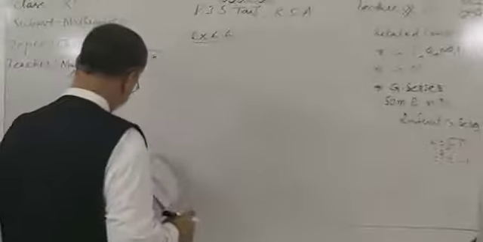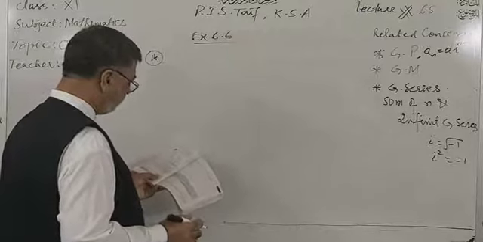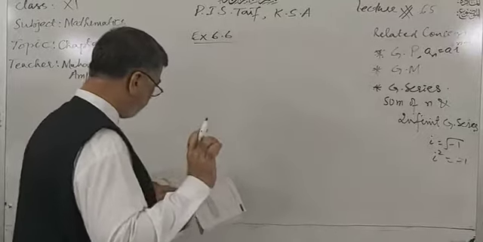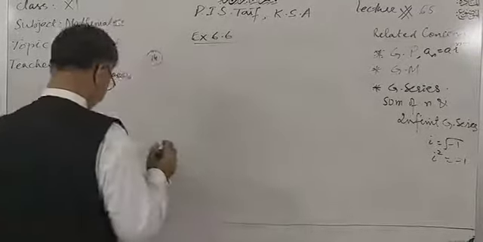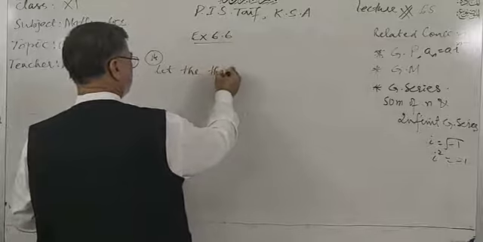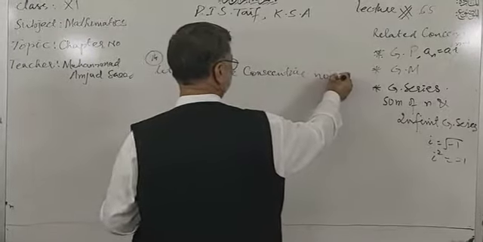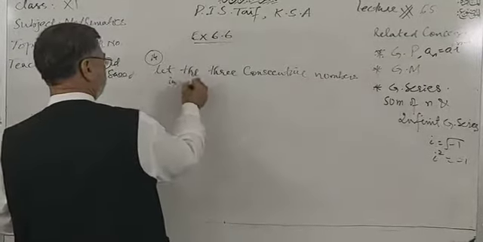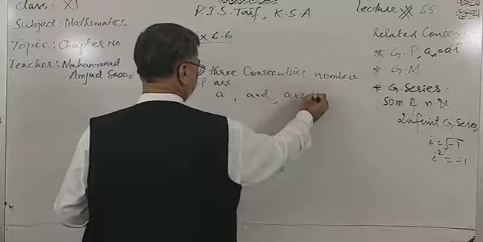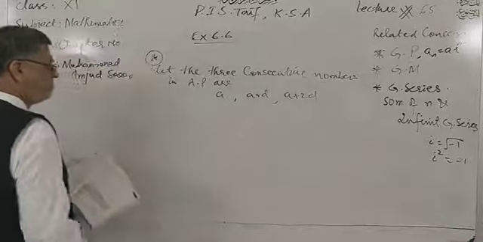What is the question? If three consecutive numbers in AP are increased by 1, 4 and 15 respectively, let the three consecutive numbers in AP be A, A plus D, A plus 2D. The common difference between any two numbers is the same.